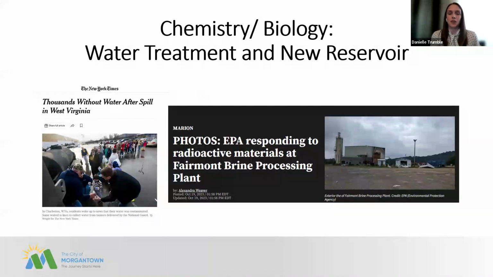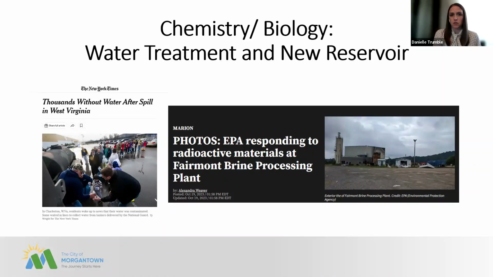Getting into the chemistry side of things, everyone, if you're from West Virginia anyways, I assume you remember about 10 years ago, there was a chemical spill in the Elk River down near Charleston, and people there were without water for a significant amount of time. Their drinking water was contaminated. And we're currently dealing with a situation just south of us in Fairmont where an old brine site is leaking radiation, and they are concerned about that entering our waterways.